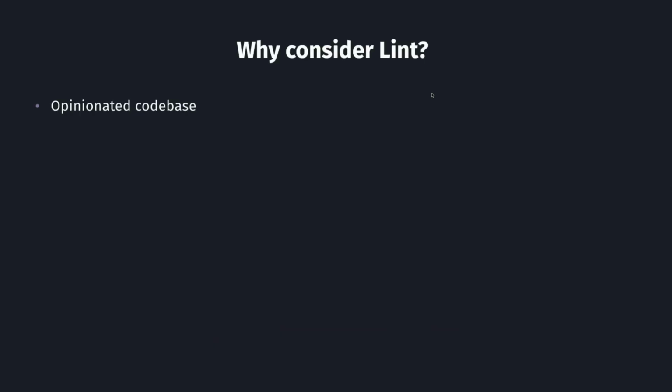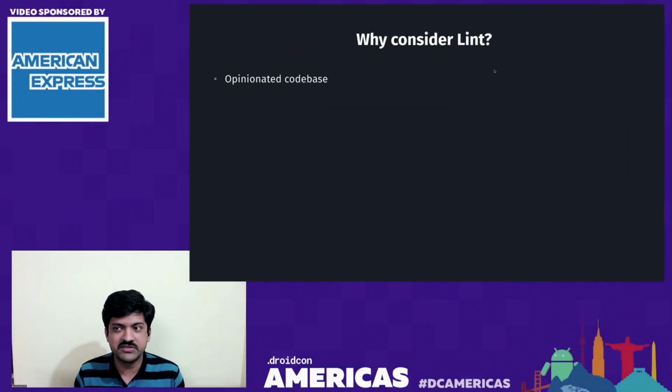The first would be having an opinionated code base. Now, as developers, when we start working in a team and the team grows, we tend to form certain opinions that we want to follow in the code base. It could be anything. It could be opening an angular bracket on the same line, or the next line, or tabs versus spaces, or anything.